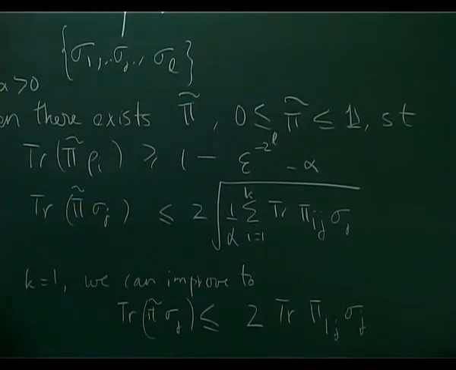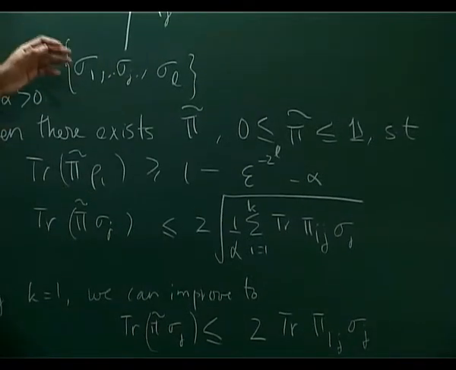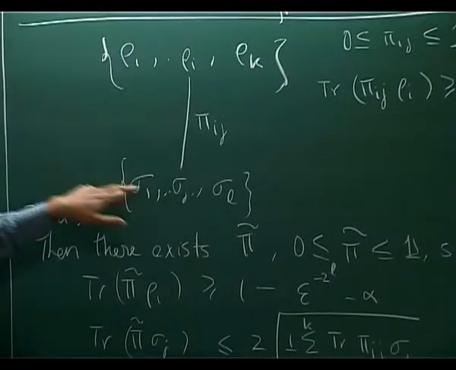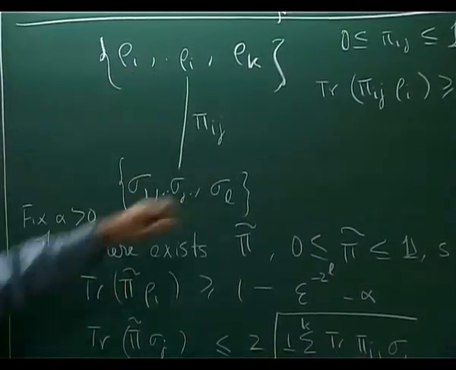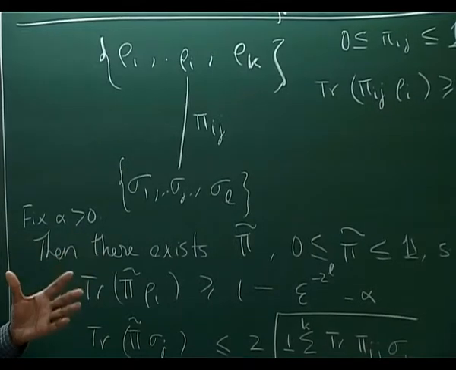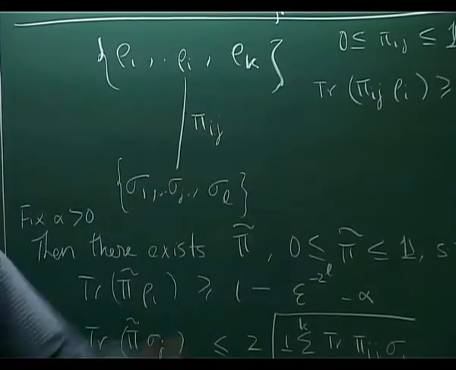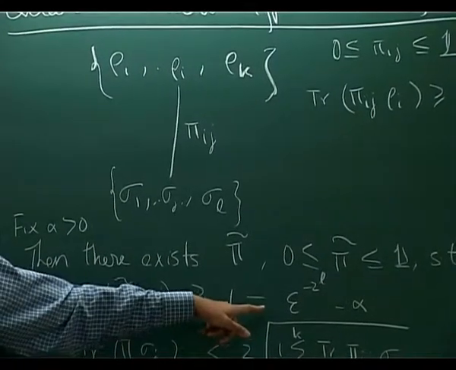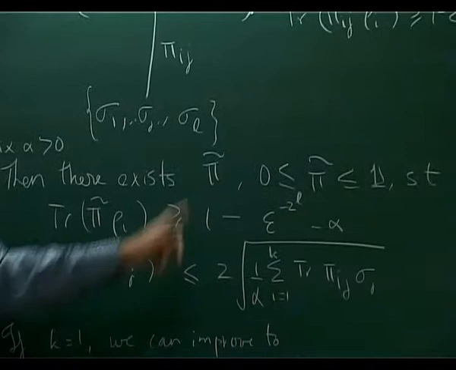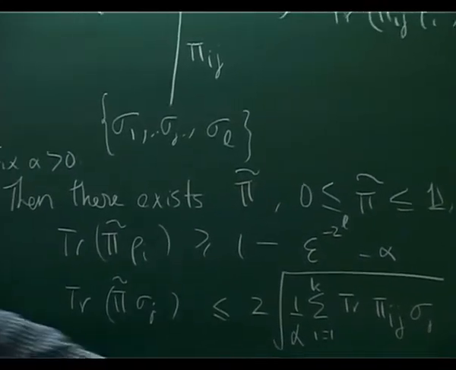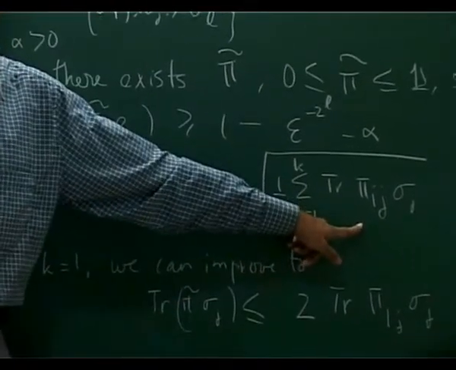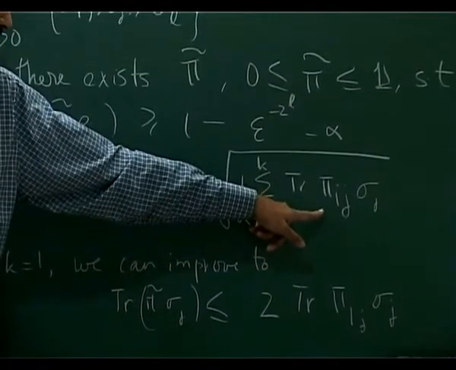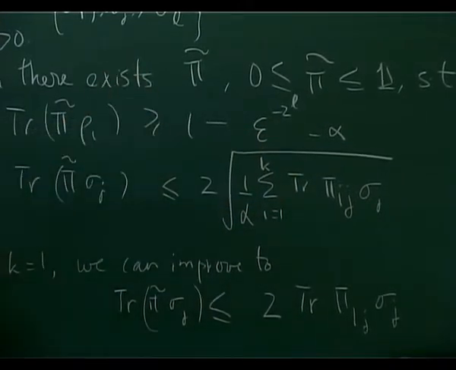Now if you have many positive instances, I have a so-called pi tilde 1 distinguishing rho 1 from all the sigmas, pi tilde 2 distinguishing rho 2 from all the sigmas. Classically I'm talking. So the final pi tilde will be the union of these pi tilde 1, pi tilde 2, and so on. So on the positive instances, it will still behave like 1 minus L epsilon, classically. And on the negative instances, it would be just the summation of these probabilities of the individual tests.